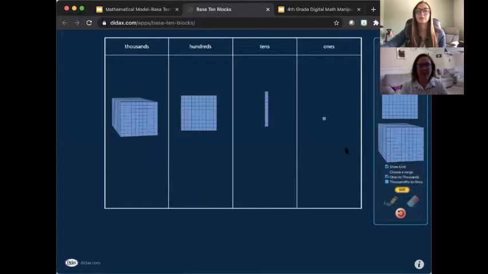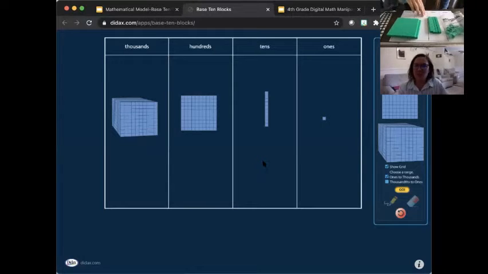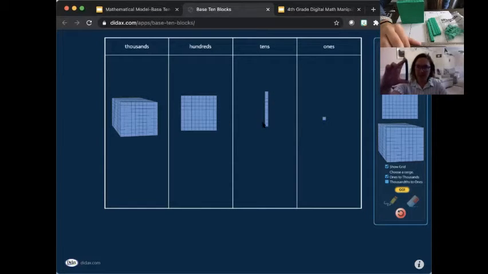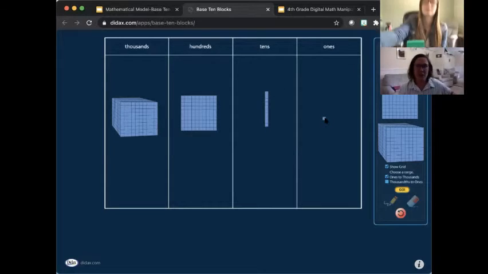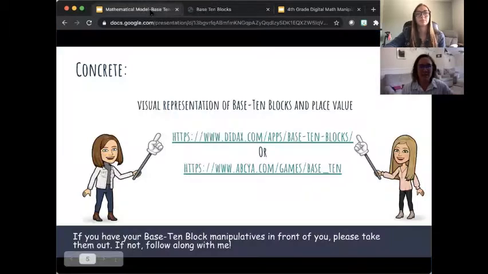So you can see how big those are and what they represent. And if you have them in front of you, you can play around with them as well. This is a great visual to help you understand. Thousands would be 10 of the 100 blocks. One block would be 100. This one rod would be 10. And then you have the little square, which would be your ones place. So this grid will help you to remember the place value, and moving around the base 10 blocks will help you to understand what you have.